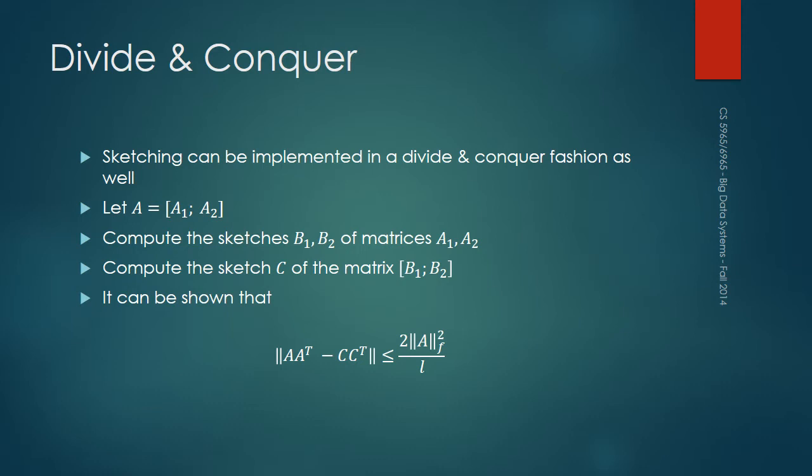You can independently compute the sketch of A1 and the sketch of A2 as B1 and B2. You can stack those two sketches together and compute the sketch of that. And of course, you can do this in a recursive fashion. So instead of thinking of it in a sense of what are we doing?